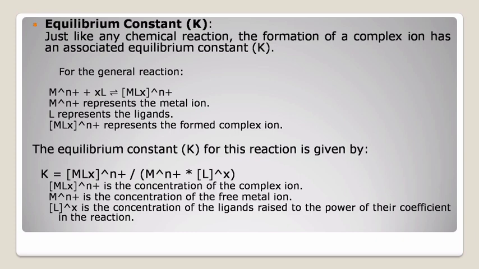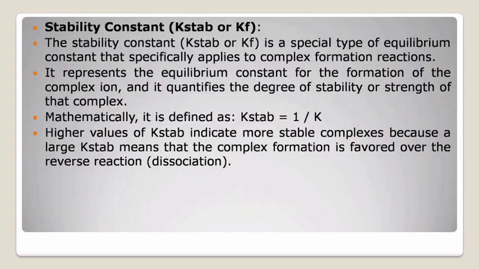[MLx^n+] is the concentration of the complex ion. [M^n+] is the concentration of the free metal ion. [L]^x is the concentration of the ligands raised to the power of their coefficient in the reaction. Third, stability constant K-stab or Kf. The stability constant K-stab or Kf is a special type of equilibrium constant that specifically applies to complex formation reactions. It represents the equilibrium constant for the formation of the complex ion, and it quantifies the degree of stability or strength of that complex. Mathematically, it is defined as K-stab equals 1 per K.